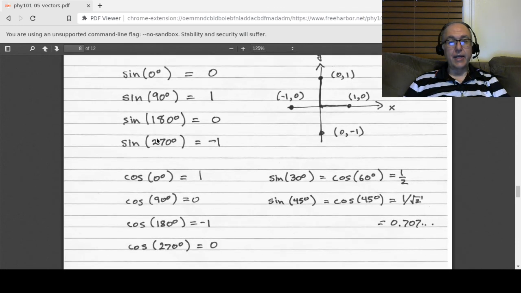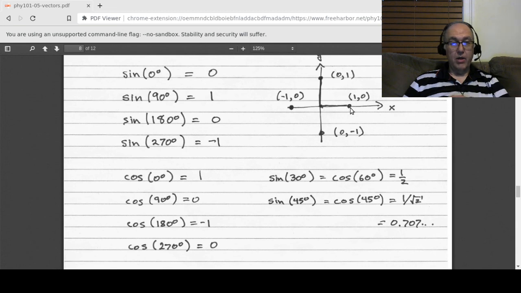Now the next slide is just to remind you about these special angles and the sines and cosines of these special angles. Just remember that sine of 0 is 0, sine of 90 degrees is 1, sine of 180 is 0, and sine of 270 is -1. We actually saw that when we did the simple harmonic oscillator. Cosine of 0 degrees is 1, cosine of 90 degrees is 0, cosine of 180 is -1, and cosine of 270 is 0. Okay, well, let's see if this works out.